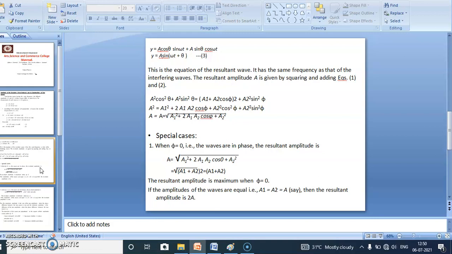Okay, so A square = a1 square + 2 a1 a2 cos phi + a2 square cos square phi, because of the (a + b) whole square expansion, plus a2 square sin square phi. Write down a1 square + 2 a1 a2 cos phi as it is. Take a2 square as common and write the remaining terms in bracket: cos square phi + sin square phi, and this term is equal to 1.